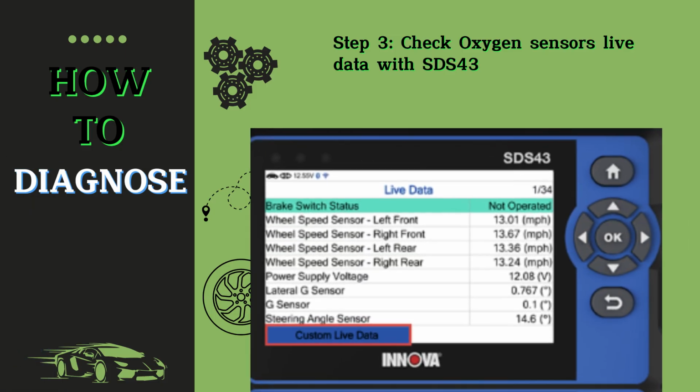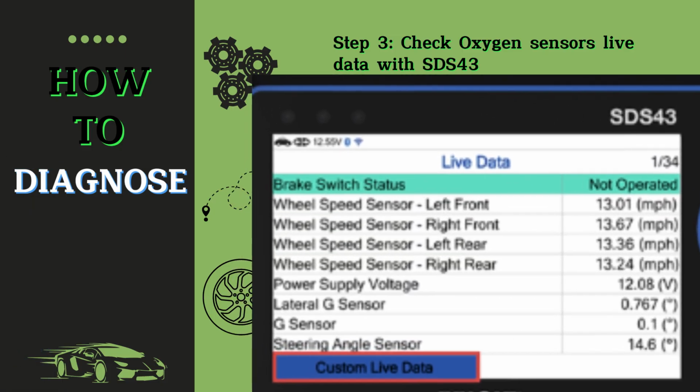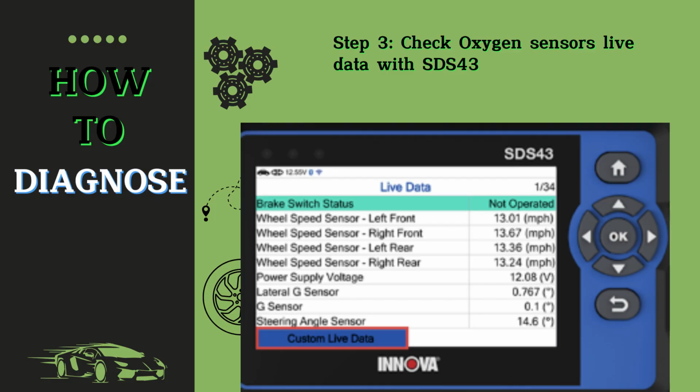Step 3. Check the oxygen sensor's live data with the scanner. Warm up your engine using fixed live data. Look at your O2 sensor bank 1, sensor 1 voltage. Note if the O2 sensor is rapidly or slowly switching from low to high voltage. This could indicate a faulty O2 sensor.